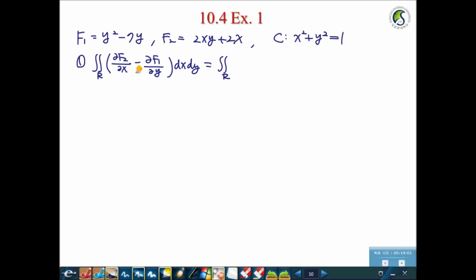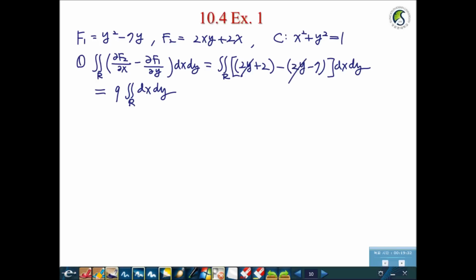what is it? So df2 over dx is 2y plus 2, right? Minus df1 over dy, it's 2y minus 7. That's dx dy, right? And this cancels 2y, and it's 9. So 9 comes out of the integral. But this one is what? The area of a circle, right? So that's 9 pi, the area of this circle.